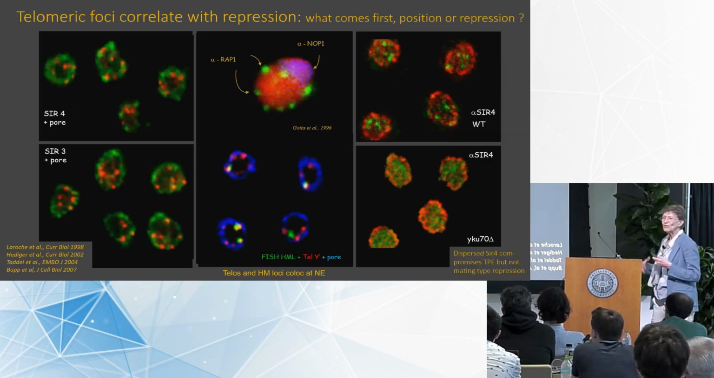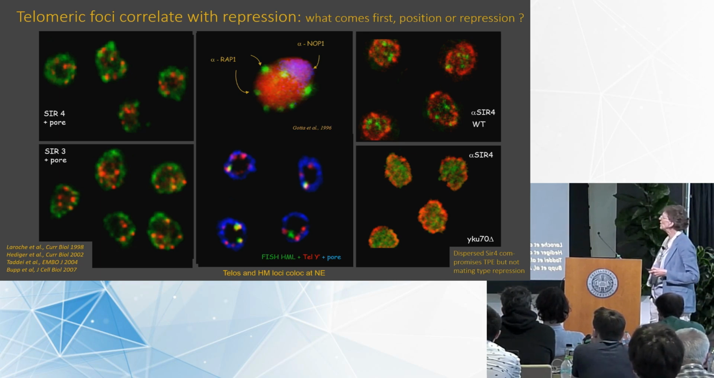So we were looking at this in the context of silencing, because subtelomeric regions are silenced by the SIR complex. And indeed, SIR proteins made the same kind of spotty distribution at the nuclear envelope.